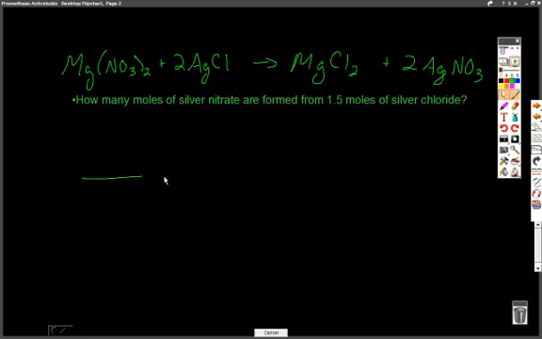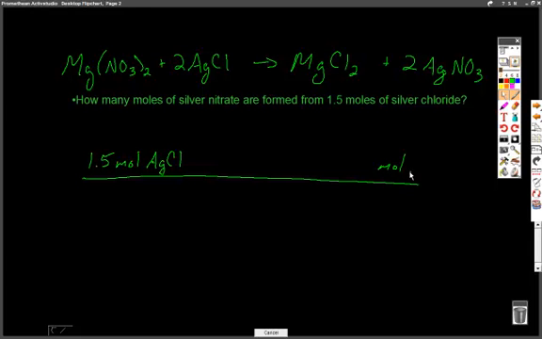Alright, so now to solve this, we're going to set up our dimensional analysis. We're going to start, again, we always start with our known, and what we know is that we have 1.5 moles of silver chloride. And what we want to be solving for is moles of silver nitrate. So the question is how we get from moles of silver chloride to moles of silver nitrate.